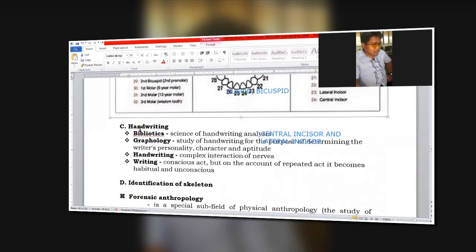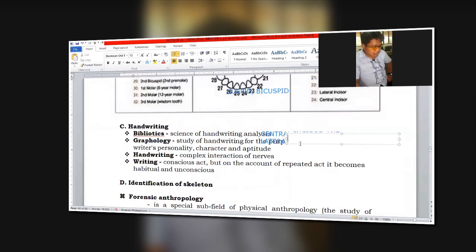Next is handwriting. Of course, you have question document examination as a subject. I will leave it there. Okay? All right?